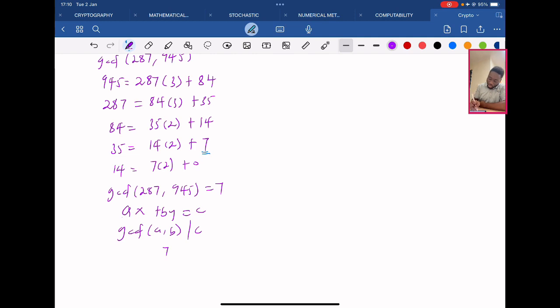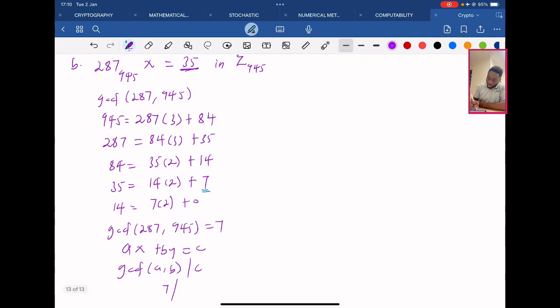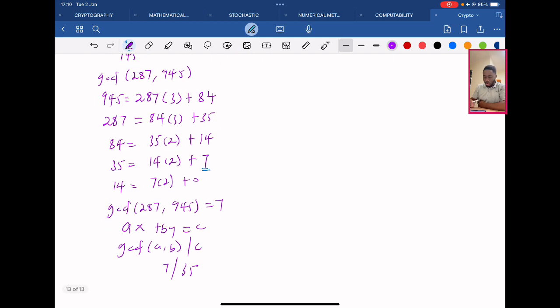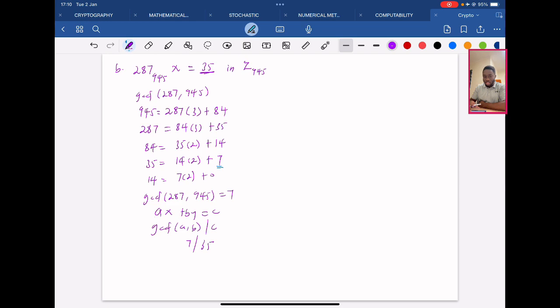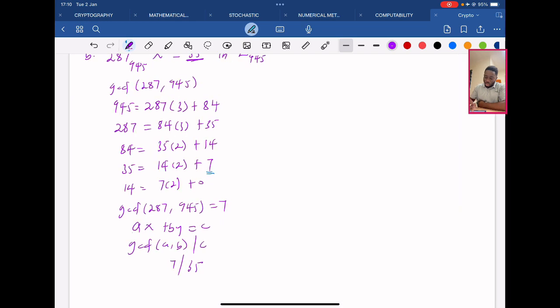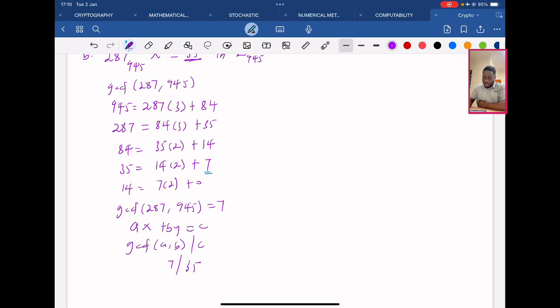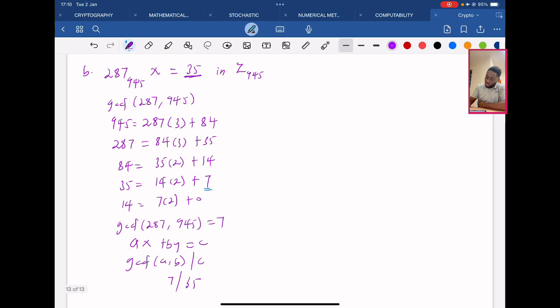So let's check that 7 divides C, which is 35. Is 7 a divisor of 35? Indeed, we can see that 7 is a divisor of 35. The divisors of 35 are 1, 5, 7, and 35. So indeed, 7 is a divisor. Since 7 is a divisor, it means that a solution to this problem exists. Now, if a solution exists, how do we find it? That is when we start solving this equation backwards. So let's do that over here.